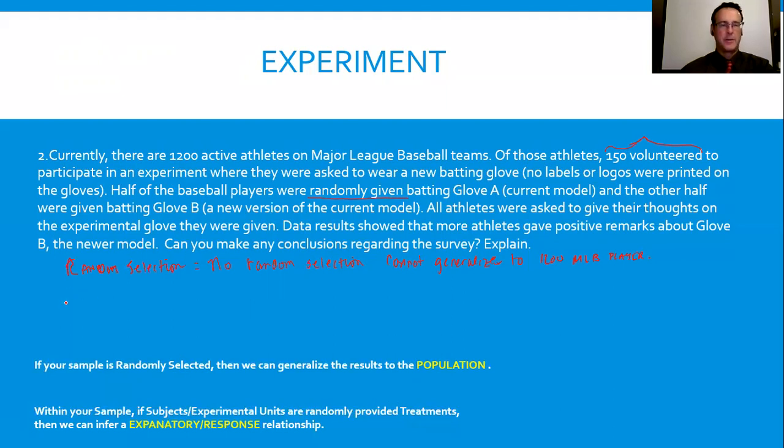Okay, but let's talk about random assignment. Now random assignment, if I look through here, yes, they were randomly given, okay, either glove A or glove B through some statistical process, okay? And so because of that, we can infer an explanatory response relationship, which means we're given their thoughts. Data showed that positive remarks were given to the glove that was newer, okay? So the type of glove definitely had an influence to the remarks. We'll just say survey remarks. And if you want to be more specific, you could say the newer glove had a stronger remark, okay?